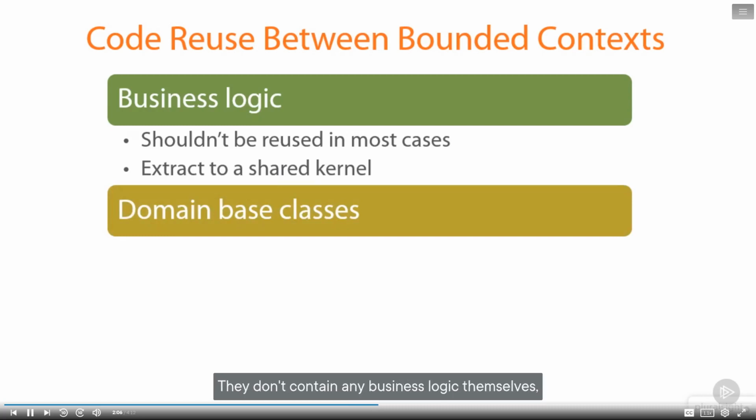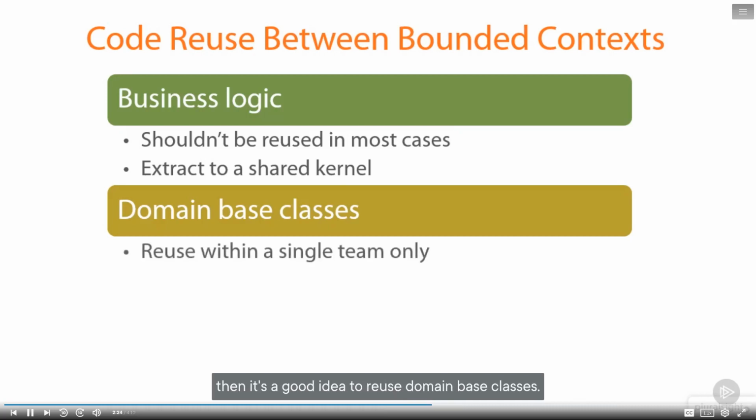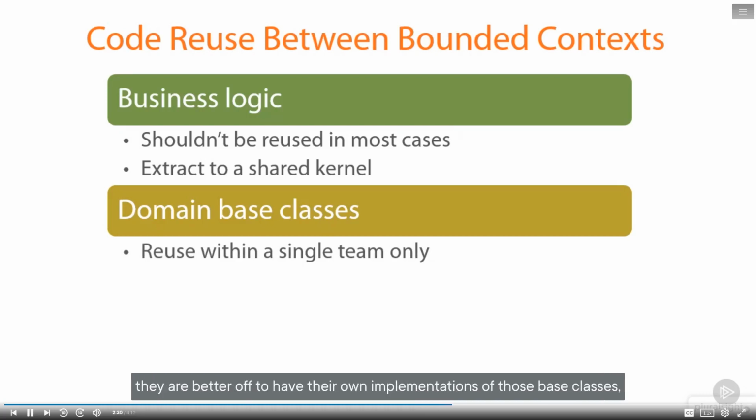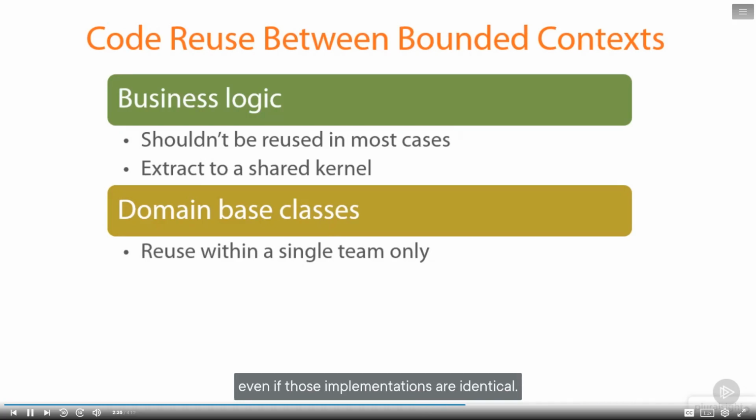They don't contain any business logic themselves, but are still used by the actual domain classes in your bounded contexts. The answer to the question whether or not to reuse such code depends on the team configuration in your project. If you have the same team working on two bounded contexts, then it's a good idea to reuse domain-based classes. On the contrary, if there are separate teams working on those models, they are better off to have their own implementations of those base classes, even if those implementations are identical.